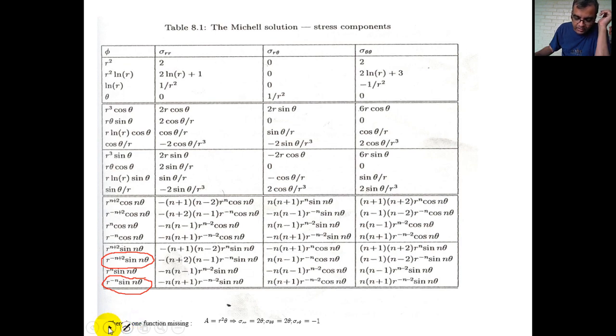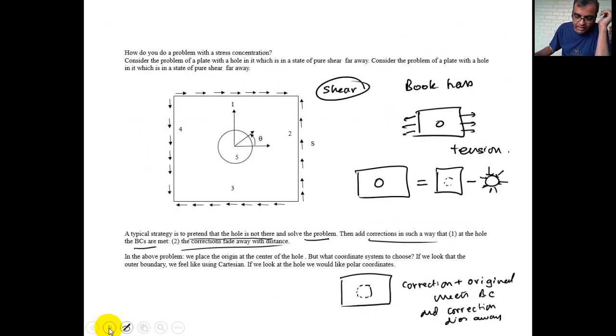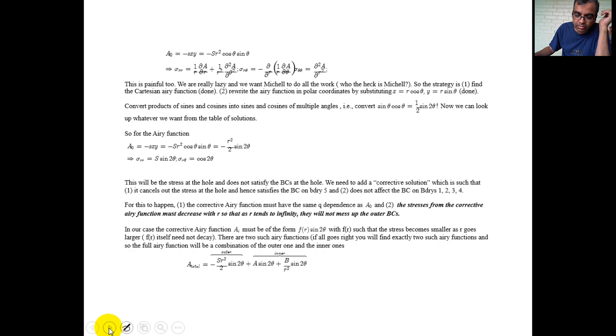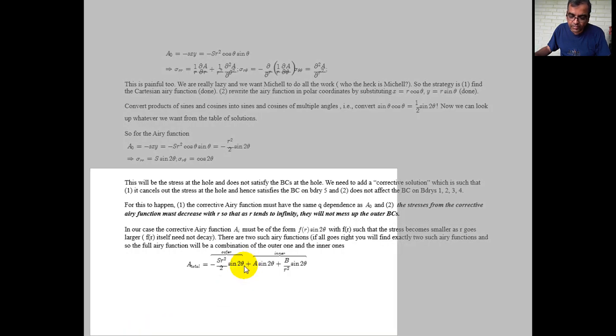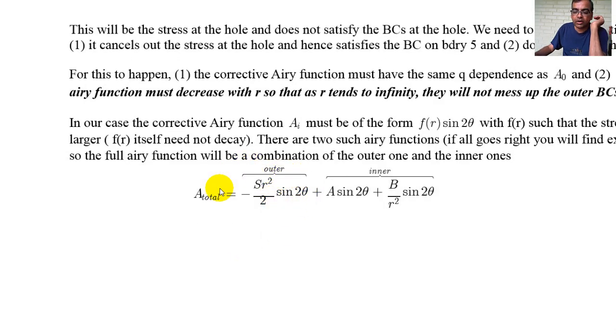And once we have picked that, we go back all the way. And now we get a nice new Airy stress function. That's what we are after. This was what I got from the outer solution, pretending as if the hole was not there. And then I matched the sin 2 theta to look for the inner solution, with R dying. So now I have two constants, and I'm hoping by adjusting the constants I can take care of the inner boundary conditions. So let's see if that works.